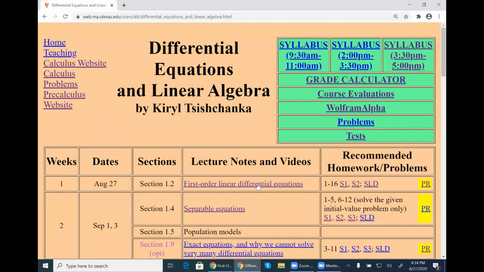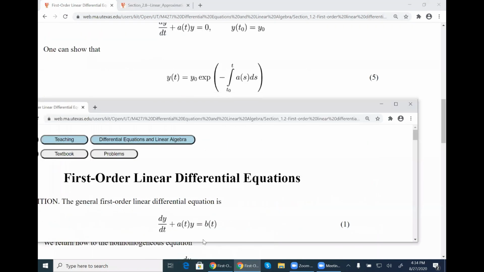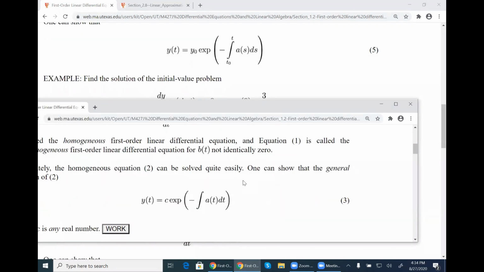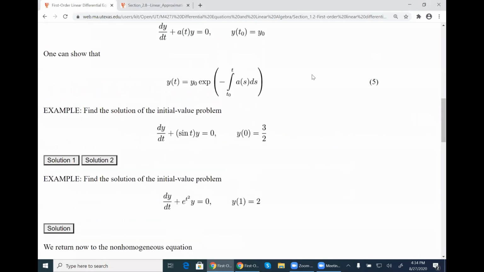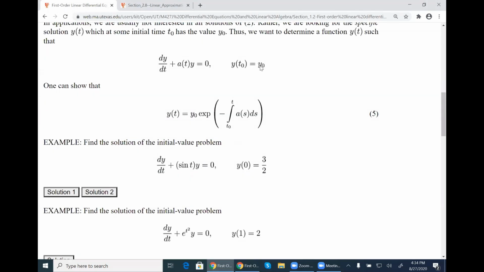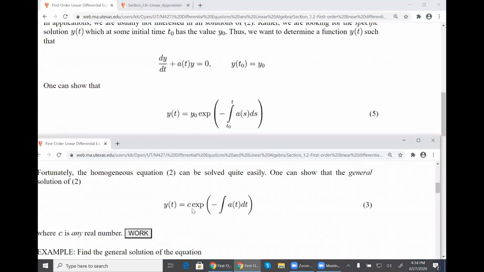Please take a look at this. If we have just a single equation, then its general solution is over here. But if we have the initial value problem, then its solution is this. There are three differences. Difference number one, instead of C, we have y0. What is y0? It's from here.